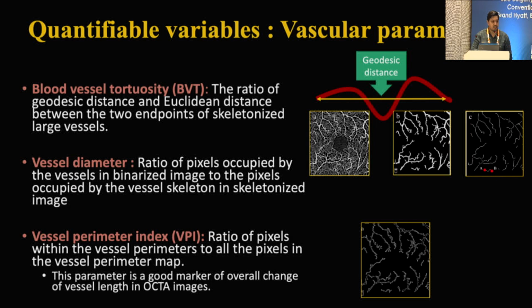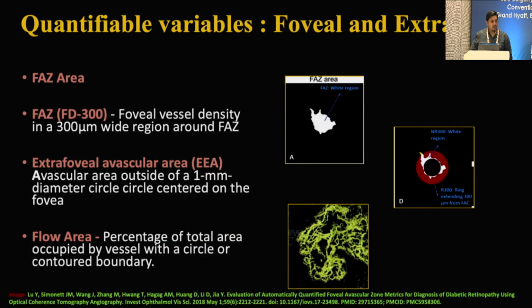So the ratio between the binarized image and the skeletonized image can help us to know the vessel diameter. And then there's another important index which is known as vessel perimetry index. This is the amount of pixels around the vessels compared to the total vascular area. And now we have quantifiable variables for the fovea.